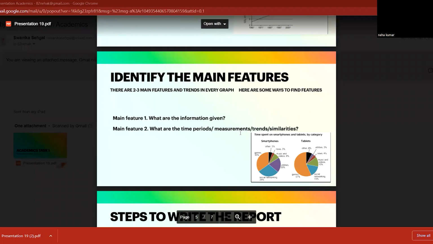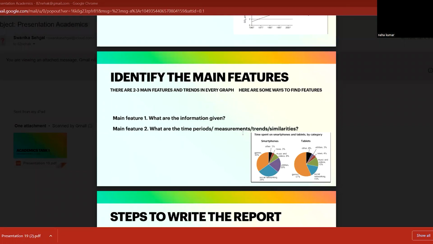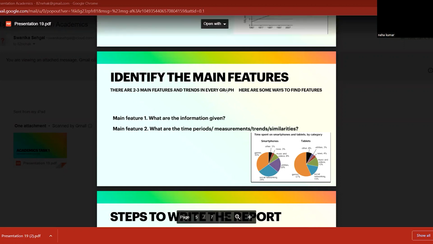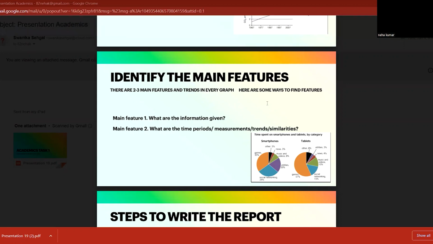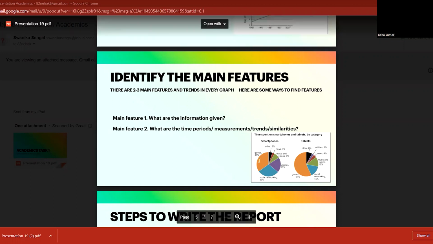After analyzing your question, there comes the next point. Students generally get confused about how to identify the features. Every graph generally has 2 to 3 main features. What is the trend, what is the main feature, see here. The information which is at the highest mark or the lowest one is regarded as a main feature. Then look for the time periods, measurements, trends, and similarities and dissimilarities between the figures or within the figure.